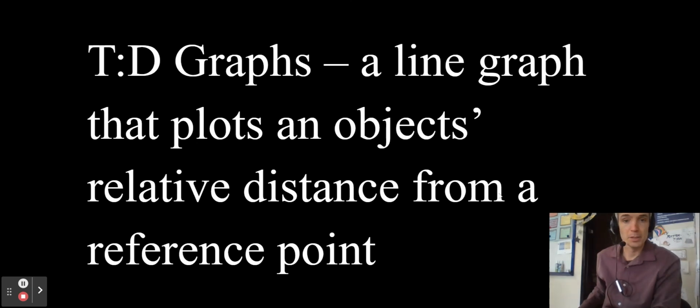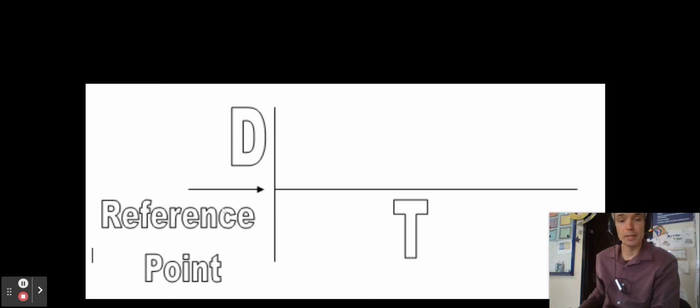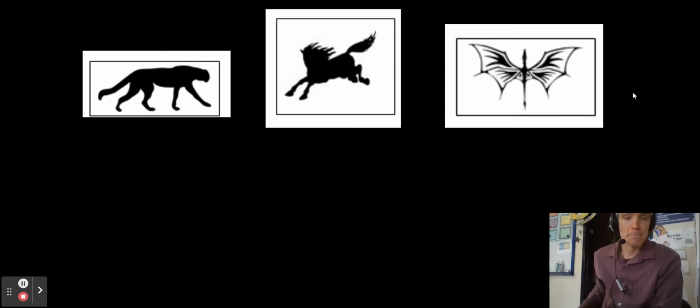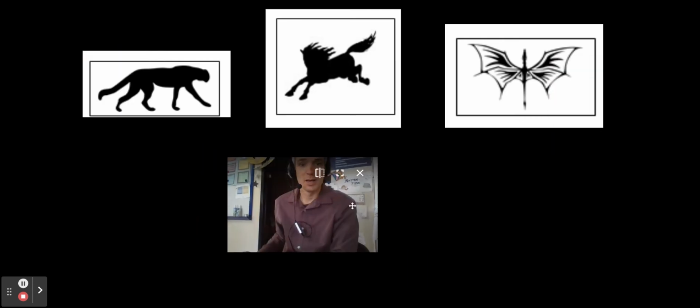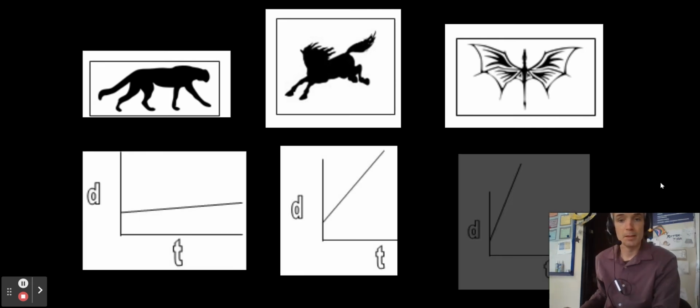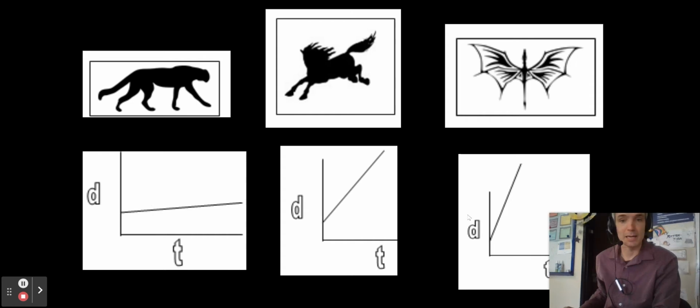And here's a definition. The reference point is basically where you're measuring from. And remember, distance could also be position. Now, if you look at these 3 objects, they're animals. I've got a cheetah, a winged horse, or a Mustang, and a dragon. And I've got 3 different lines here representing them.